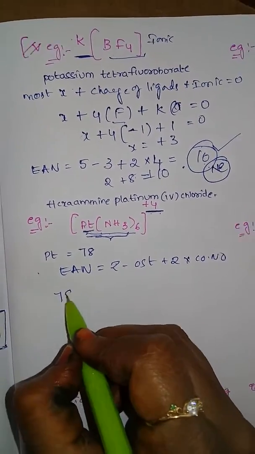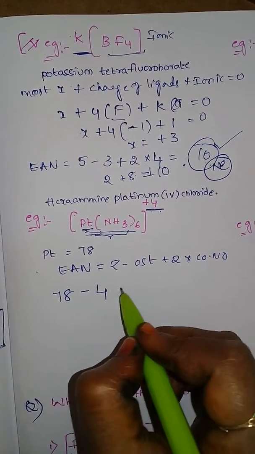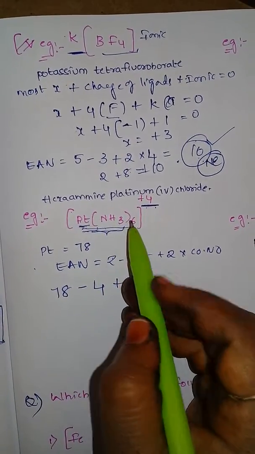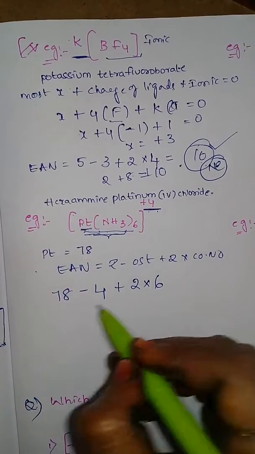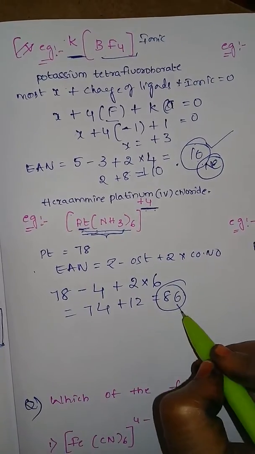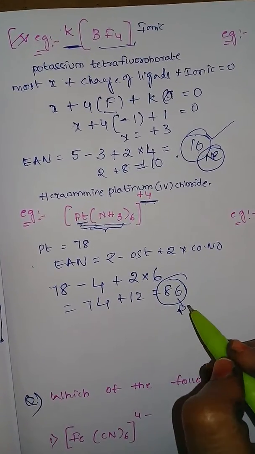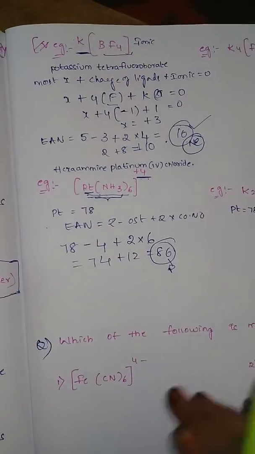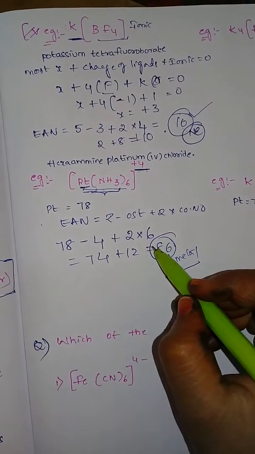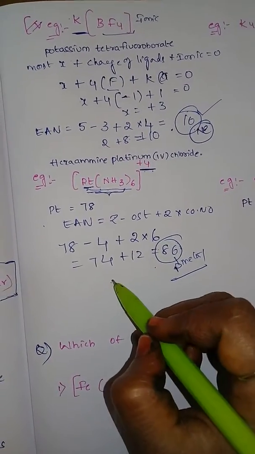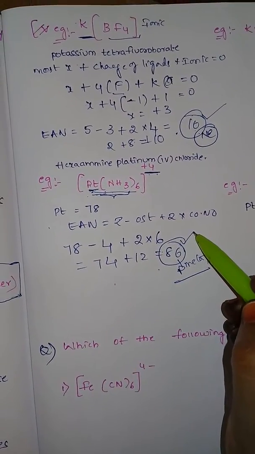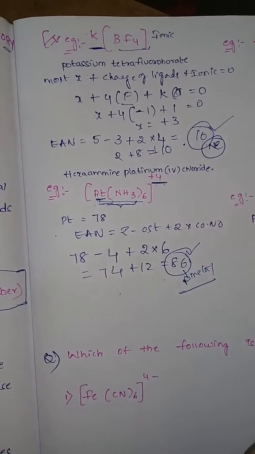Atomic number of platinum 78 minus oxidation state 4 plus 2 into how many ligands attached to the metal? 6 ligands, so the coordination number is 6. That is 74 plus 12, which is equal to 86. So 86 is the nearest noble gas configuration, the atomic number of a noble gas. So this complex is also most stable. Why? Because the effective atomic number value of this metal attains noble gas configuration. So this complex is more stable in nature.